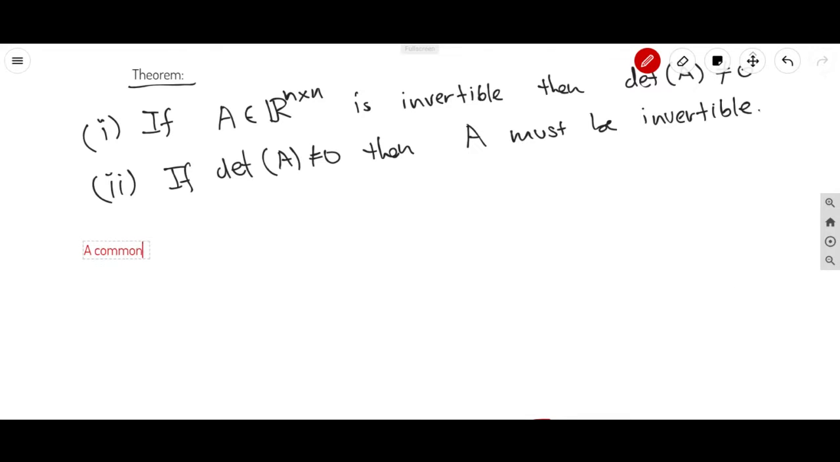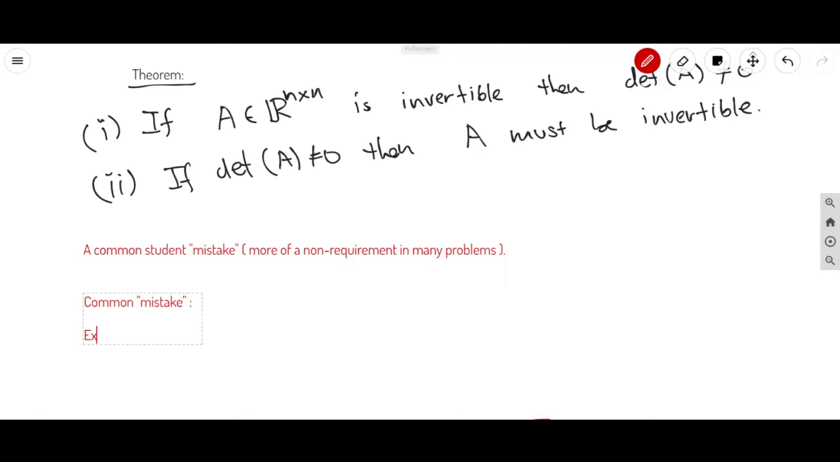A common student "mistake", in quotation marks. It's not really a mistake. It's more of a non-requirement in many problems. So the common mistake is that students do this.